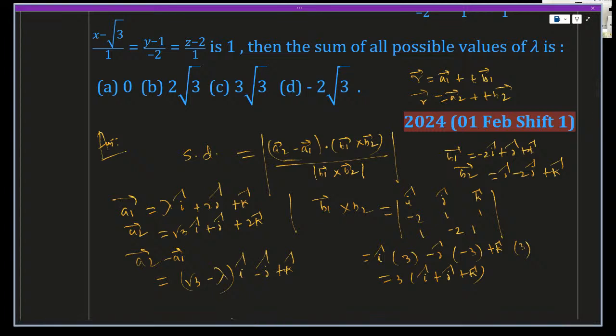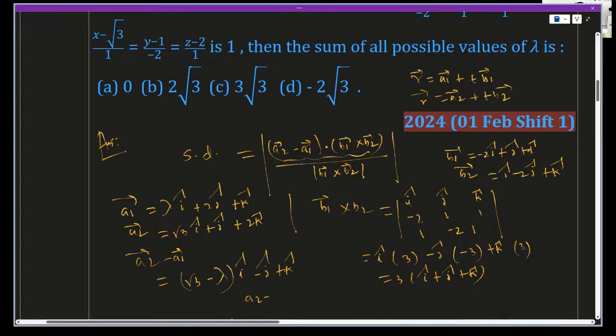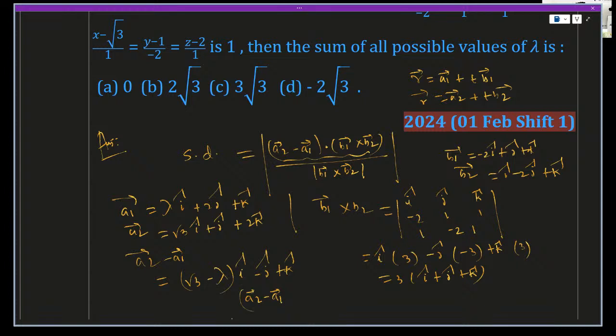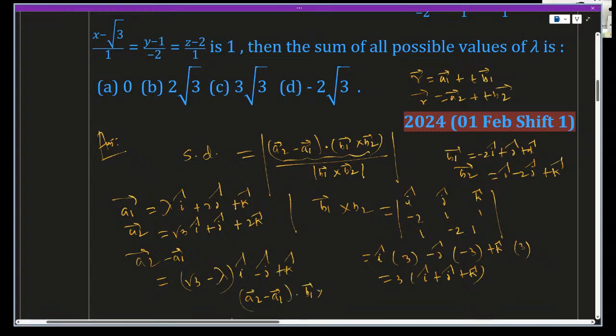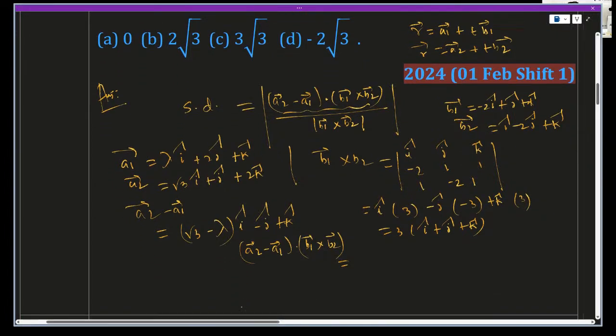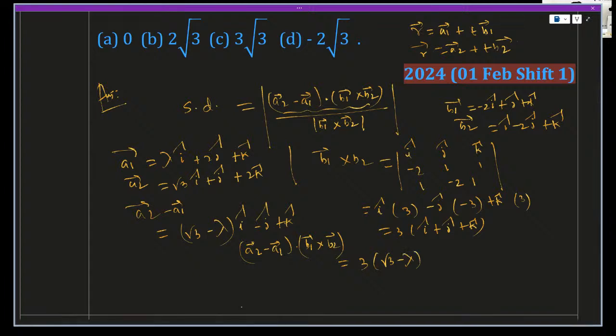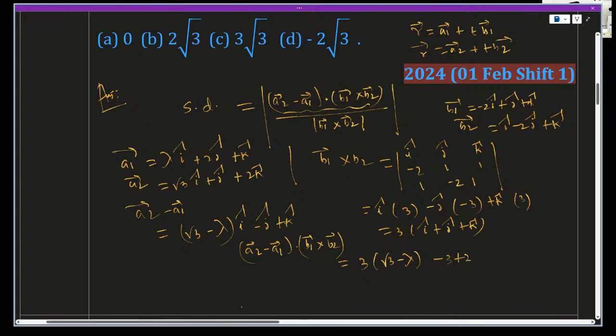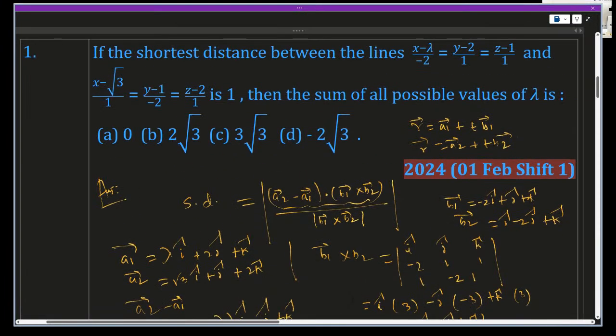So if you find this product only, A2 minus A1 dot B1 cross B2, this is going to be just the dot product of these two vectors: 3 into root 3 minus lambda, minus 3 plus 3. So 3 into root 3 minus lambda. Okay? You understand?